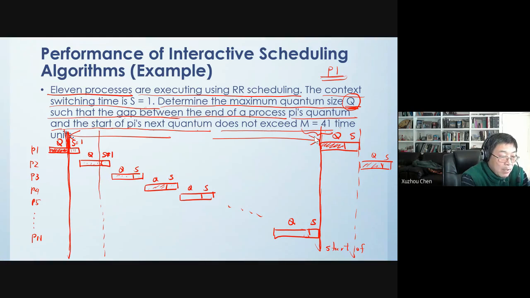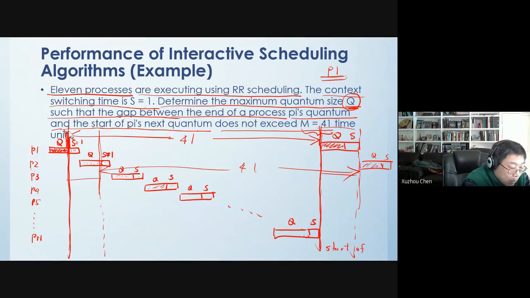Now, what the problem says is, between here and here, what's the value? It's 41, right? So if you use P1, that's the gap between the end of process 1's quantum and the next quantum. And if you use P2, that's the end, and that's the next one. There's no difference, because P2 is just a shift of 1 time quantum plus the context switching. So you use this one, that's also 41. Doesn't make any difference. So I use P1.